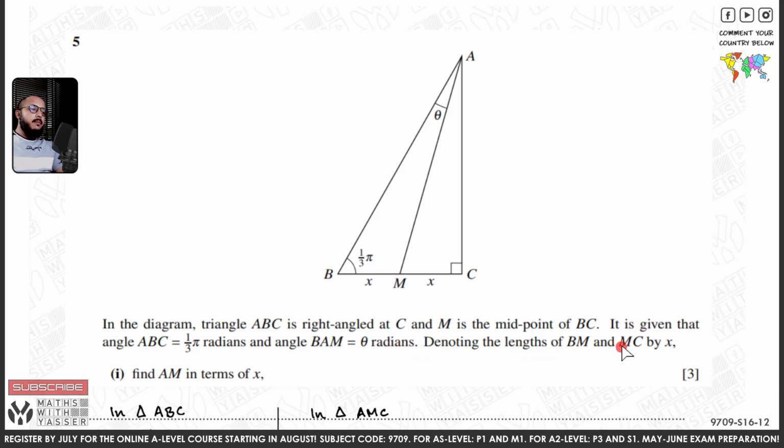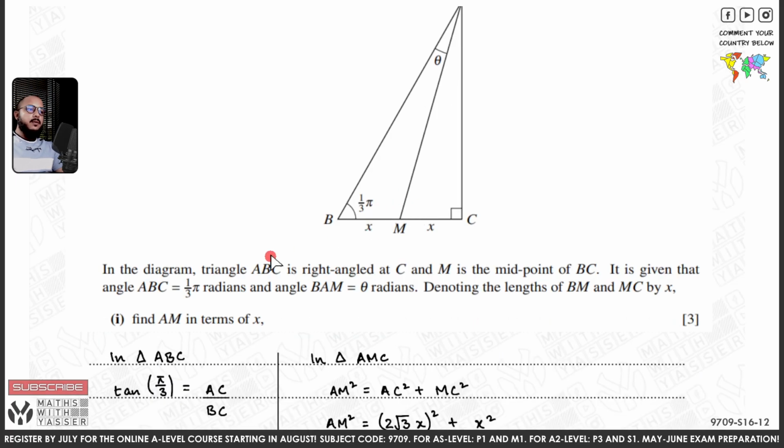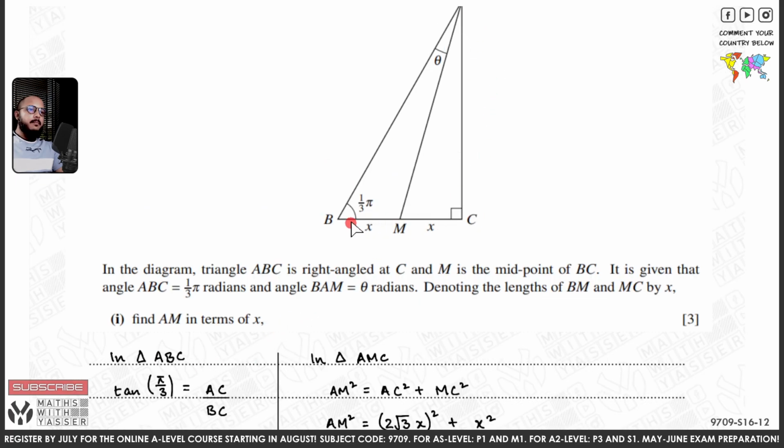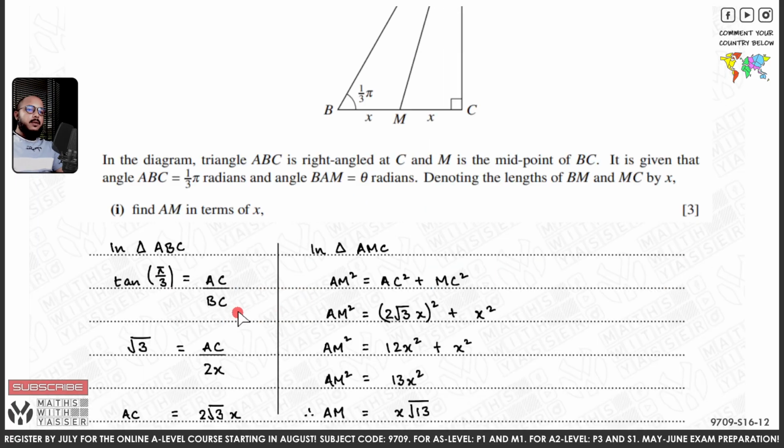Denoting the lengths of BM and MC by X, we need to find AM in terms of X. We need to find AM, this line. So for this, let's consider the triangle ABC first. And with the help of that, we can use SOHCAHTOA. So tan pi by 3 must be AC by BC, opposite by adjacent. So tan pi by 3, which is tan 60, and we know that tan 60 is root 3.